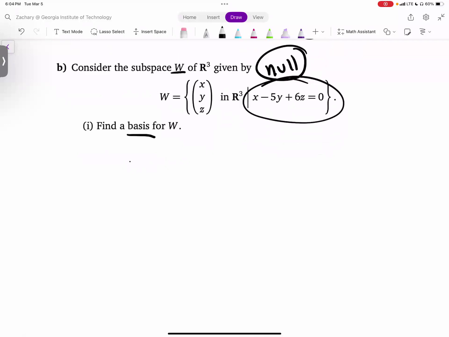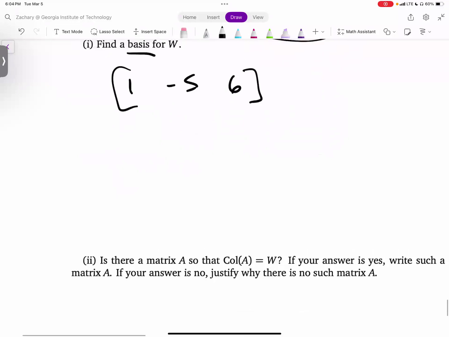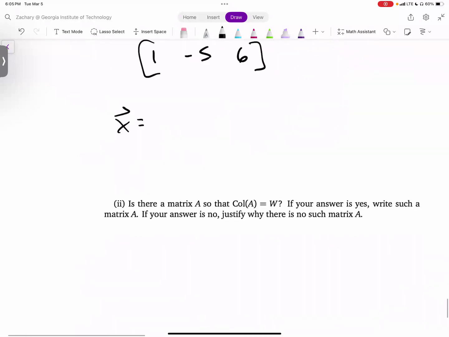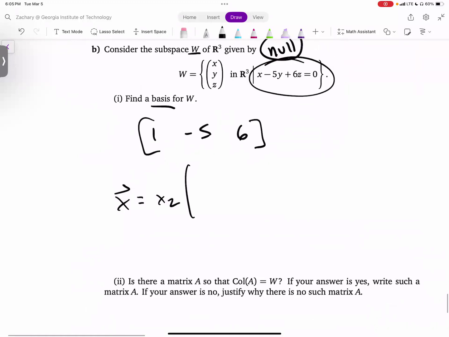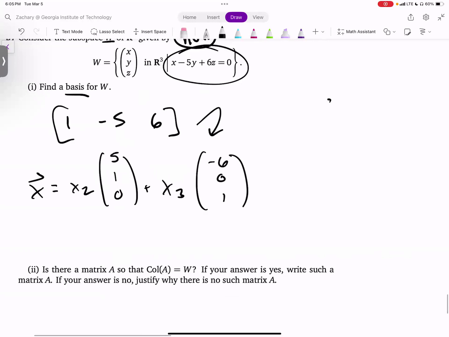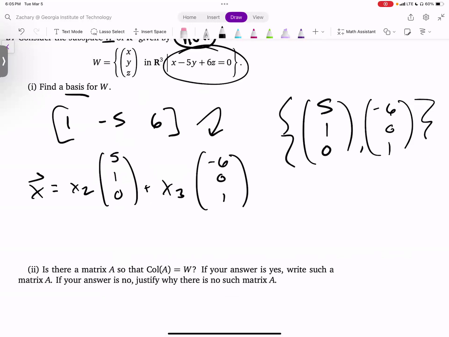So let's put it in parametric vector form. So our matrix is 1, minus 5, 6. Okay. So that gives me my x vector is equal to x2 times (5, 1, 0), plus x3 times (negative 6, 0, 1). I'm just skipping the steps, but y'all know how to do this at this point. So the basis would be (5, 1, 0) and (negative 6, 0, 1). Cool.